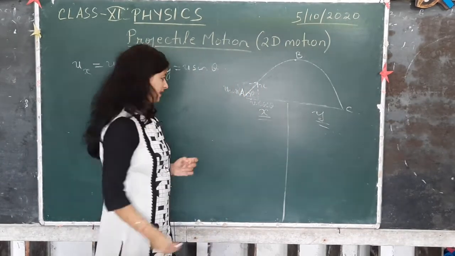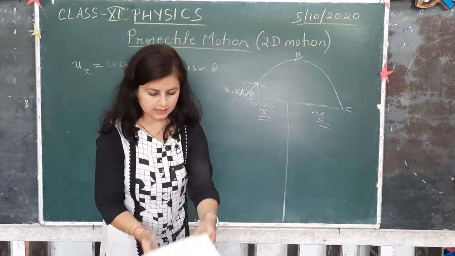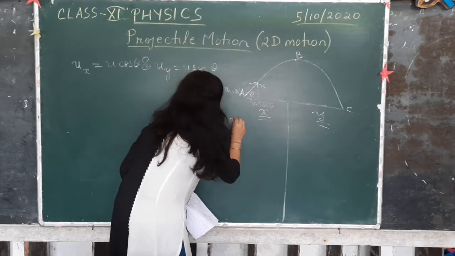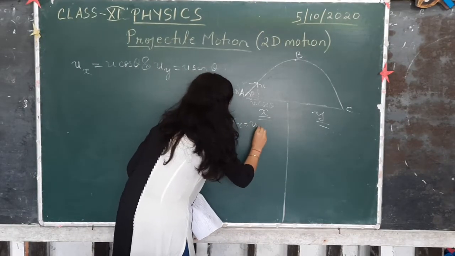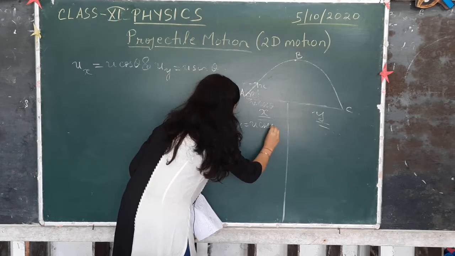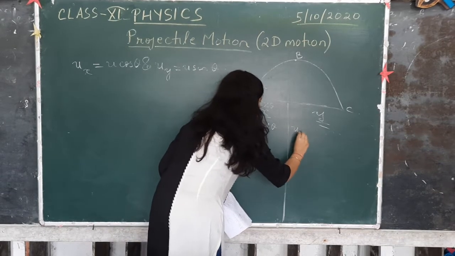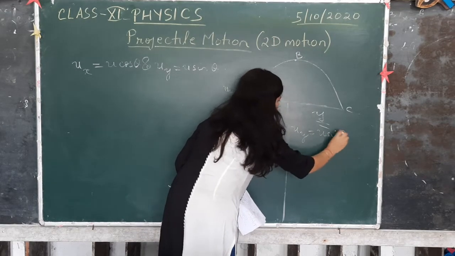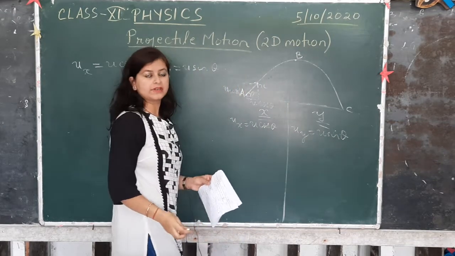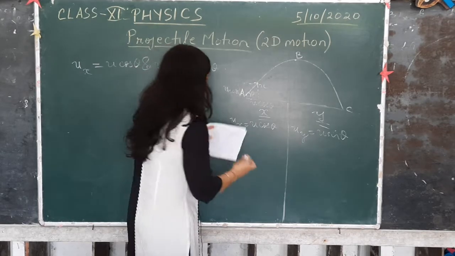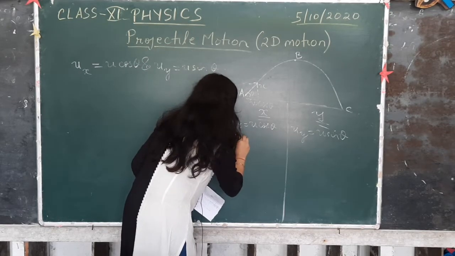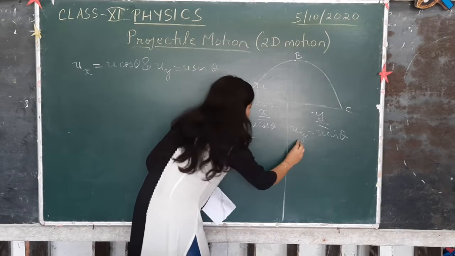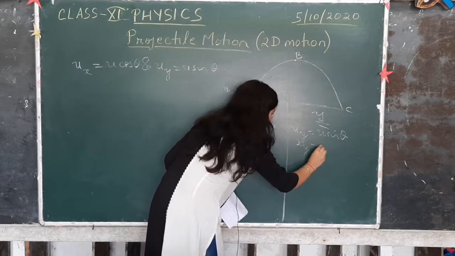and y separately. Now for x, initial velocity, that is ux, is equal to u cos theta, and in this direction initial velocity is equal to u sin theta. We will use all these when we derive the different equations. Alright. Now acceleration along the x axis and acceleration along the y axis.